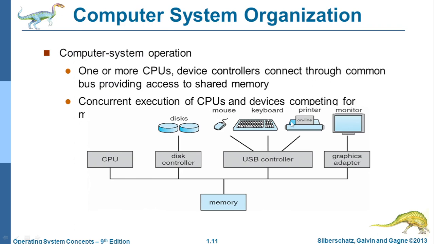So, how does computer system operation work? There are CPUs, and there are device controllers, I mean USB controller, graphics adapter, disk controller. These device controllers are used for input-output operation, and the CPU is used mainly for computing. CPU is the brain of the computer.